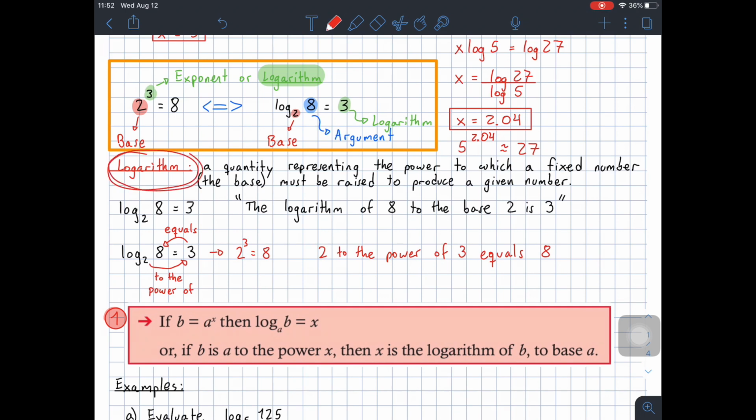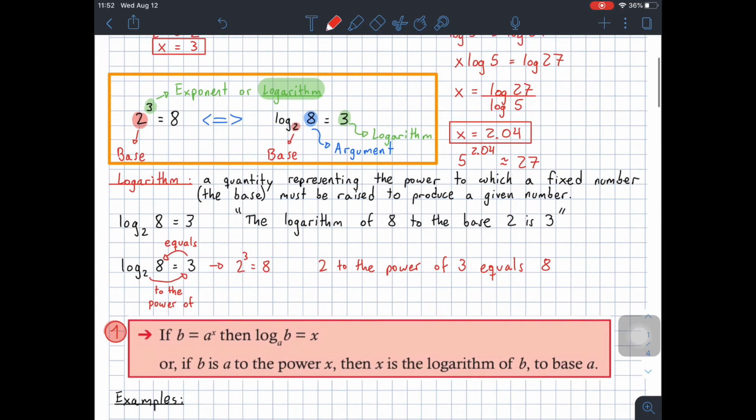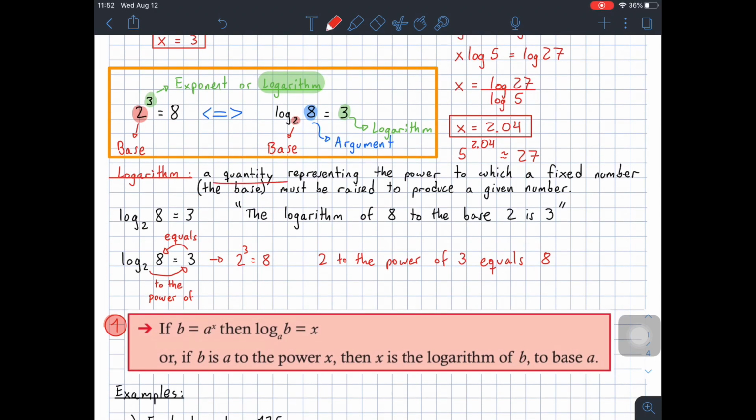Remember from last class we have defined the concept of logarithm, and now I think you will be able to understand this more clearly. It says: a quantity representing the power to which a fixed number, the base, must be raised to produce a given number. In this particular situation, we see that in order to obtain 8, which is the argument, what should I do? 2 to the power of 3.